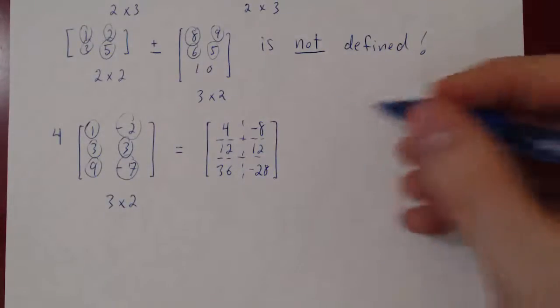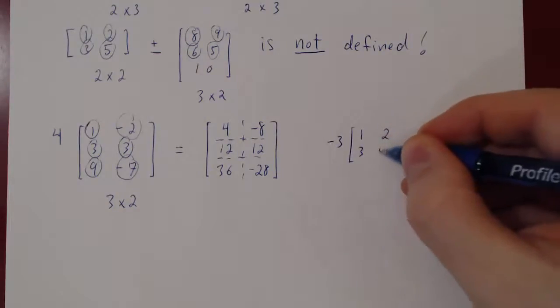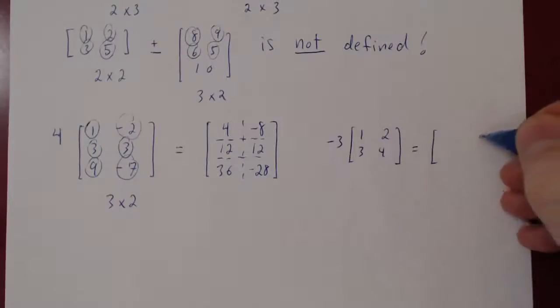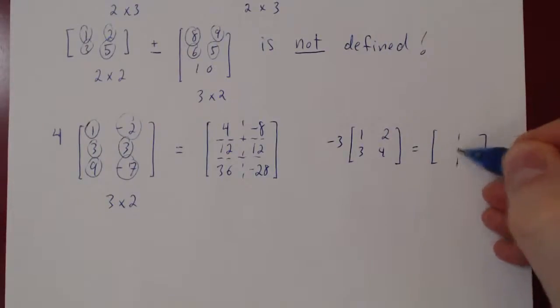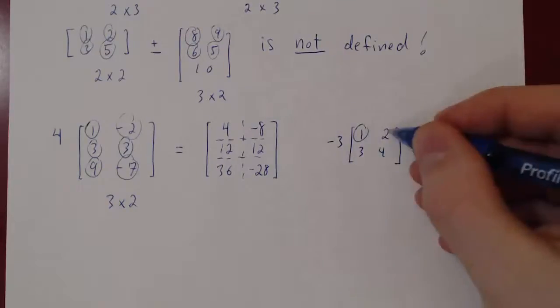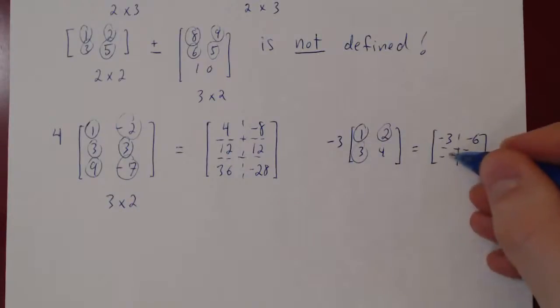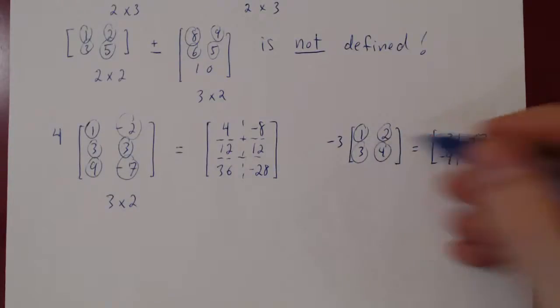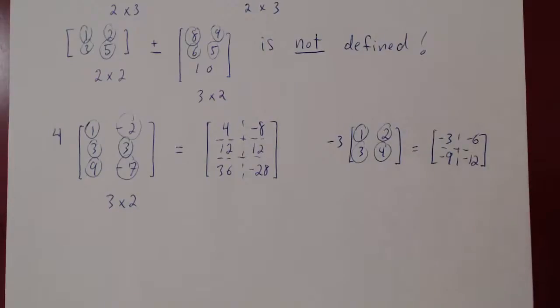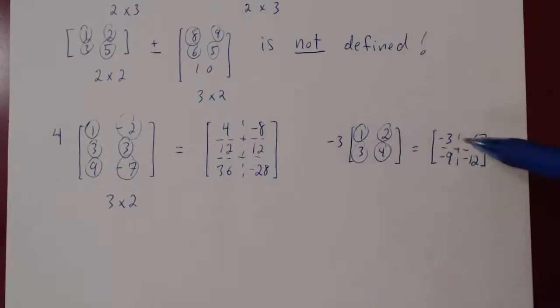We could look at one last example, say negative 3 times the matrix 1, 2, 3, 4. And we would get again a 2 by 2 matrix. The entry here, negative 3 times 1, negative 3. The entry here, negative 3 times 2, negative 6. The entry here, negative 3 times 3, negative 9. And the entry here, negative 3 times 4, negative 12. And that's it. And that is scalar multiplication. Multiplying a matrix by a real number by multiplying all of its entries by the given real number.